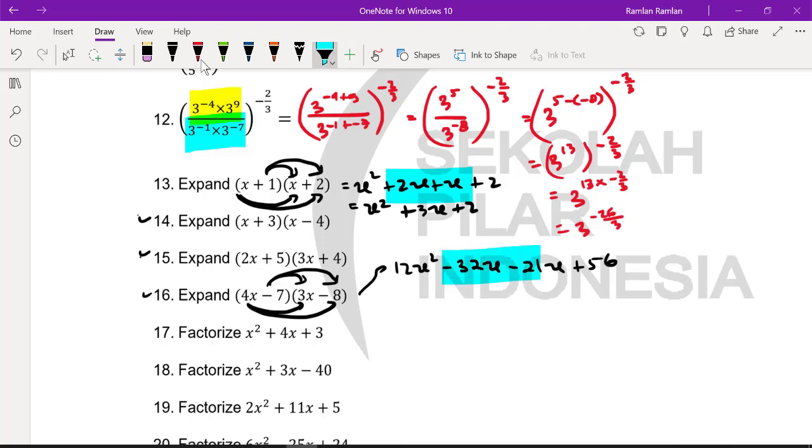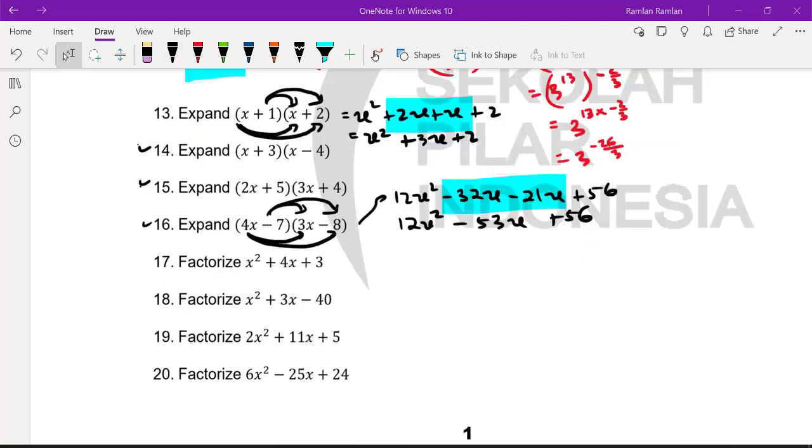Okay, so we have these two terms as like terms, so you can add them together. There'll be 12x squared, right? Minus 32x minus 21x is going to be minus 53x, and the plus 56 doesn't change. Okay, number 17 until number 20, mostly the same, but you can actually use the calculator, guys, if you know how to do it. Actually, yeah, I did show you how to do it, right? Now, if you want to do it manually, that's fine.